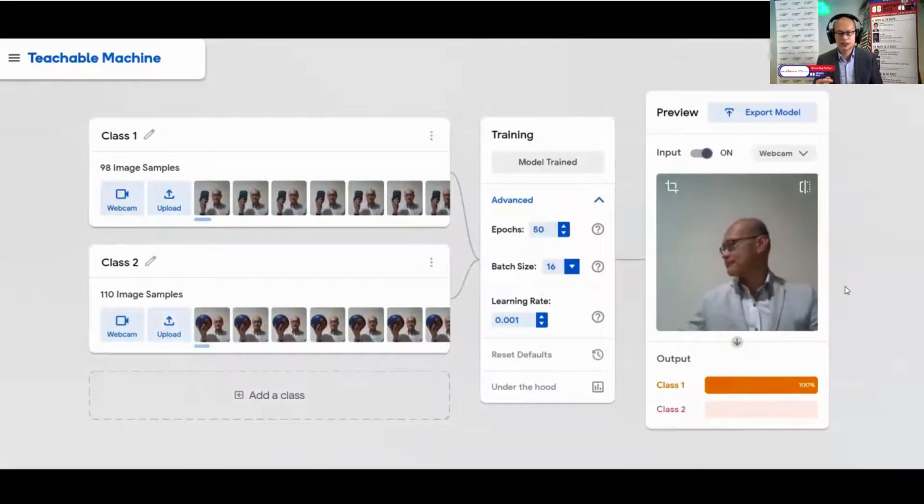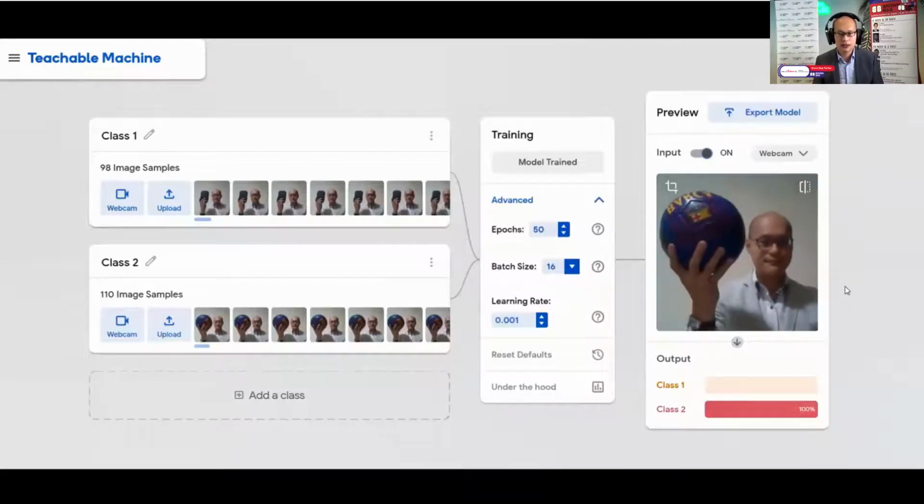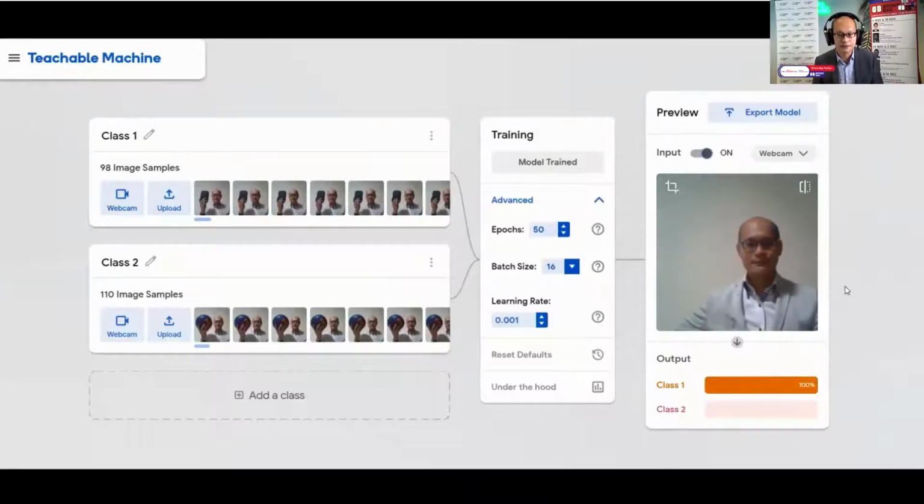If I show up the black wallet right now, it shows that it's a black wallet. If I show up the soccer ball, it shows that it's a soccer ball. Okay. But do you notice something wrong with this? There's a certain bias to this model. Right now, I'm not holding up anything, but still the model is telling me that I'm holding up the black wallet. So this is where accidental biases may be introduced into the model that we might not have seen or realized before.